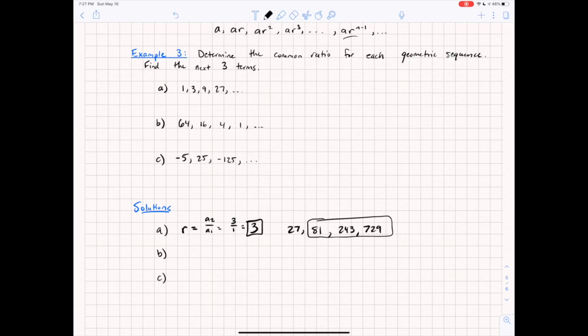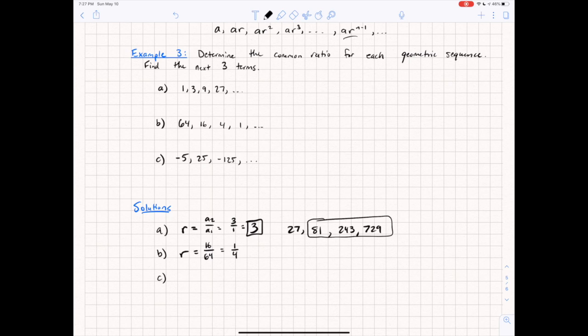So pretty straightforward. The R in B, I'm going 64, 16, 4, 1. Again, I can find it by doing A2 over A1. So 16 divided by 64. Notice then if I simplify this, this becomes 1/4. So I'm actually multiplying by a fraction here.